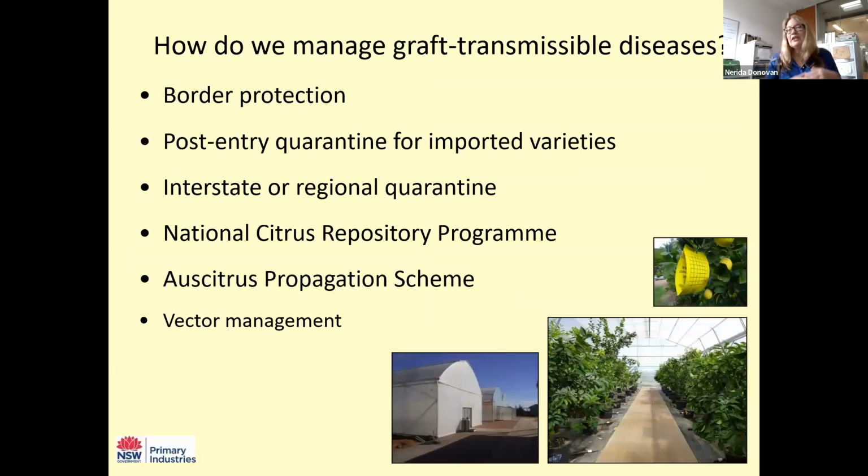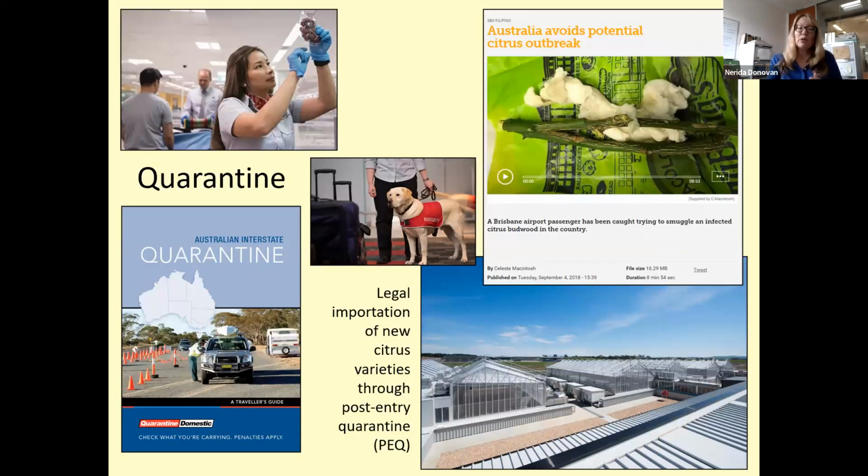So that leads me to how we manage those graft transmissible diseases today. What are we doing right now? We've got great border protection and post-entry quarantine for imported citrus varieties. So as you know, you can't just bring a bud stick of a new citrus variety into the country in your suitcase. It has to be imported with an import permit, and it goes through post-entry quarantine. It goes through a process that I'll speak about in a minute, and then it undergoes testing.